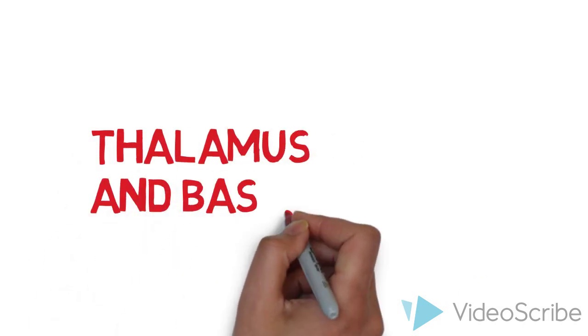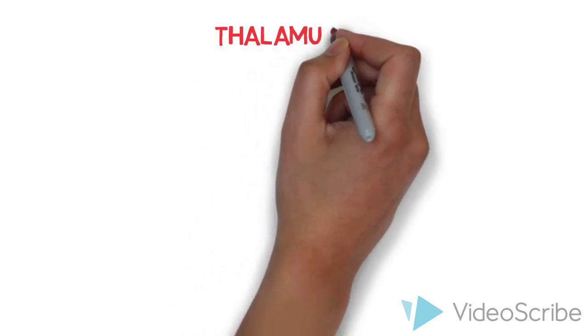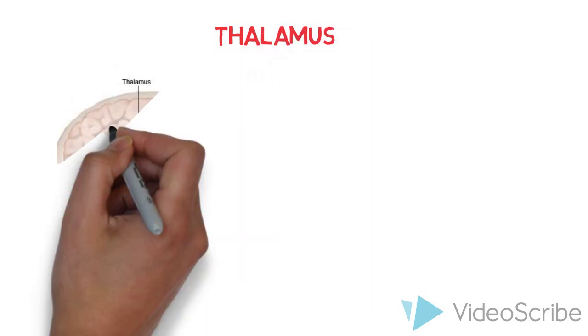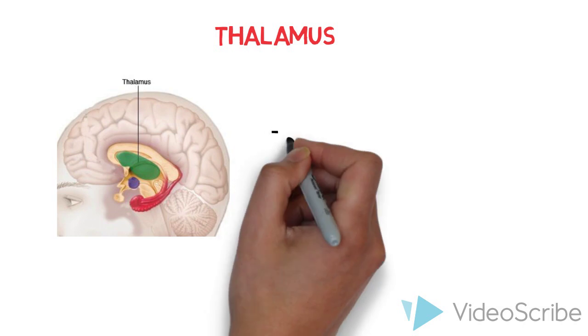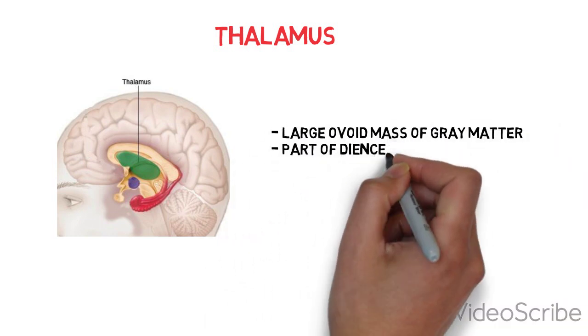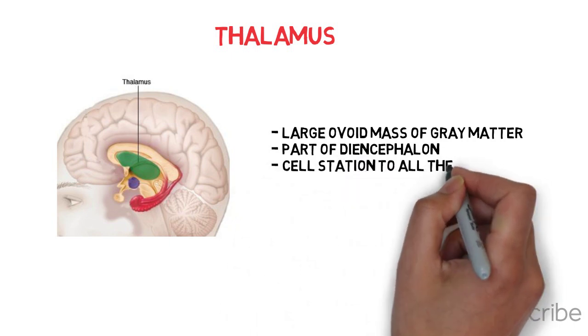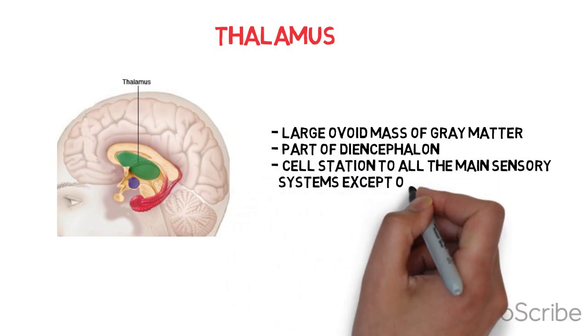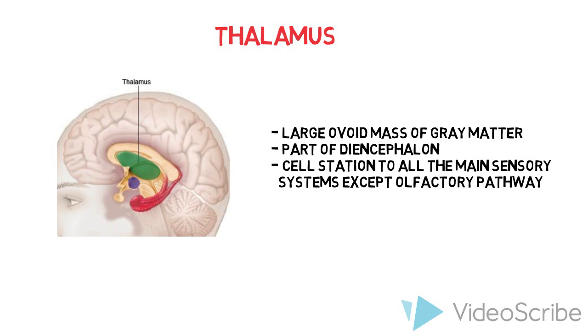This video revolves around the thalamus and the basal ganglia and their related structures. Talking about the thalamus, the thalamus is a large ovoid mass of gray matter which is part of the diencephalon, along with the subthalamus, the epithalamus and the hypothalamus. It serves as the cell station to all the main sensory systems except the olfactory pathway.